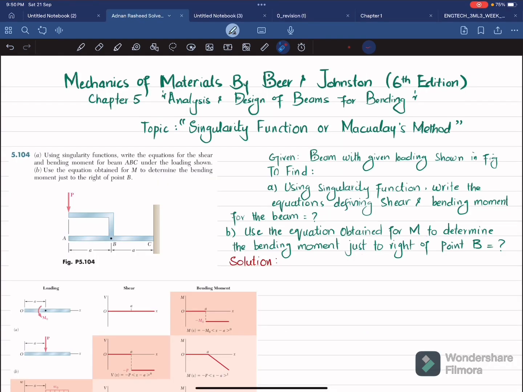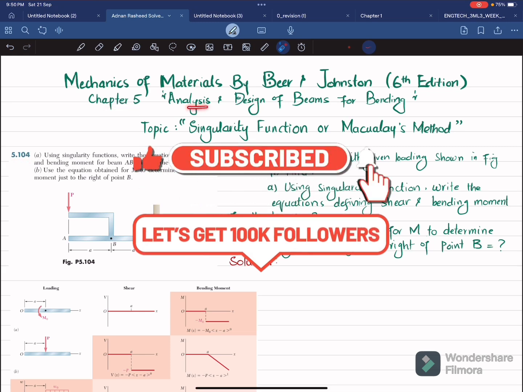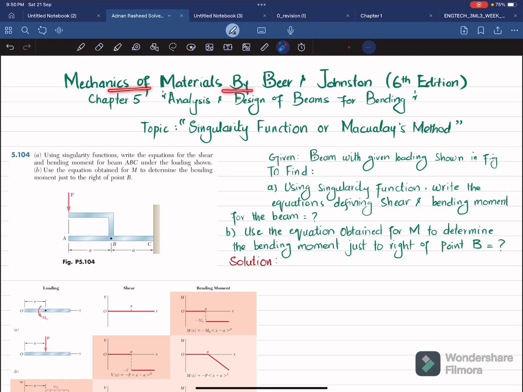Welcome back. Problem 5.104. This problem is taken from chapter number 5, Analysis and Design of Beam for Bending, and the book name is Mechanics of Material by Beer and Johnson, 6th edition. And the topic is still singularity function, or it is also known as Macaulay's method.